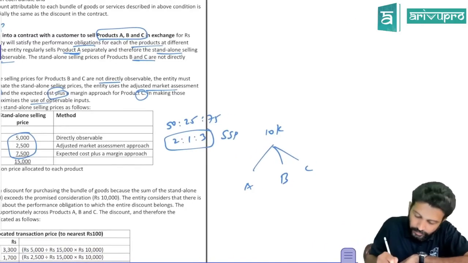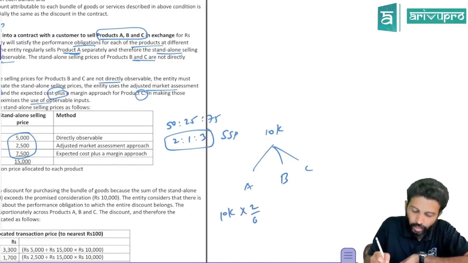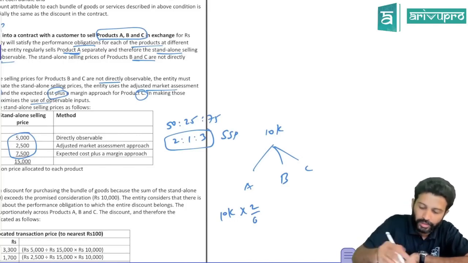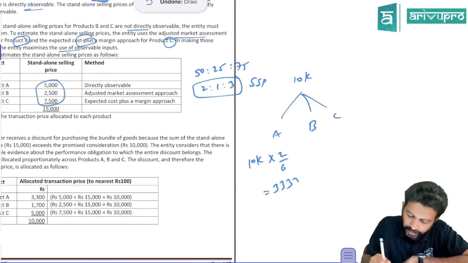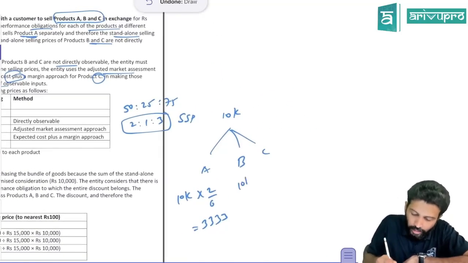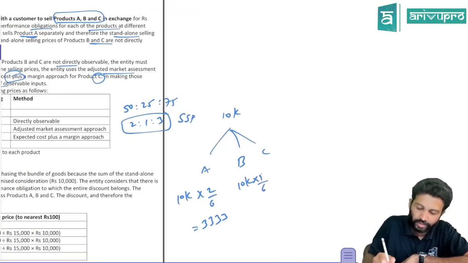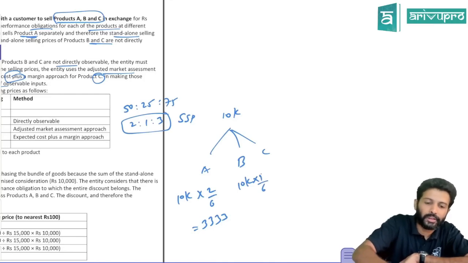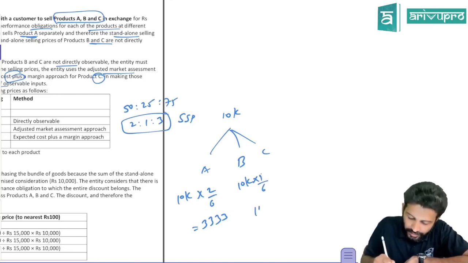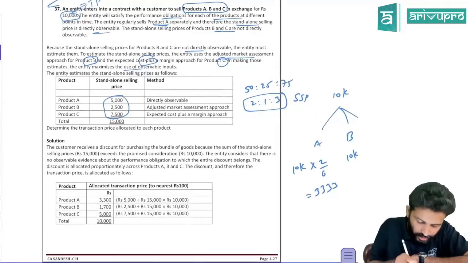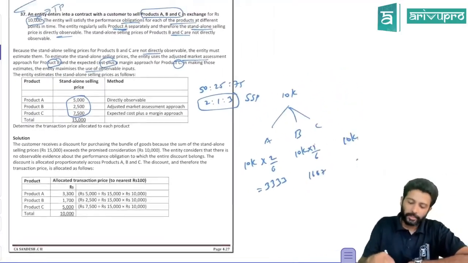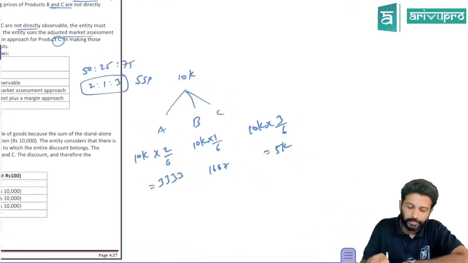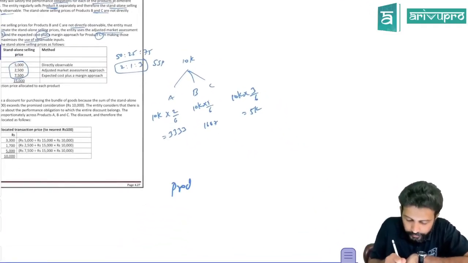So how much will this be? For A's share, it will be 10,000 into 2/6, which is 1/3, so it will be 3,333. I think they've rounded it off here to 3,300. For B, it will be 1/6 of 10,000, so 10,000 divided by 6 will be 1,667. I think they've taken it as 1,700. They've rounded it off. For C, it will be 10,000 into 3/6, which is half, so 5,000. Like that. They have rounded it off. So that means what? I think I'll just write it over here.